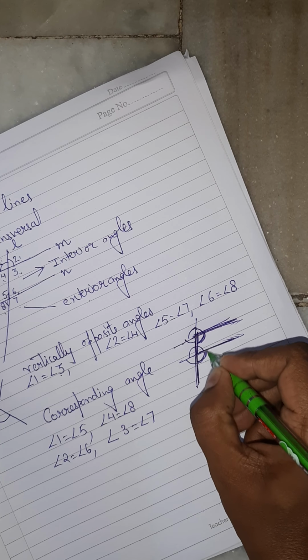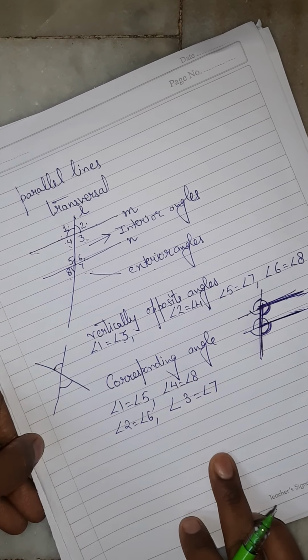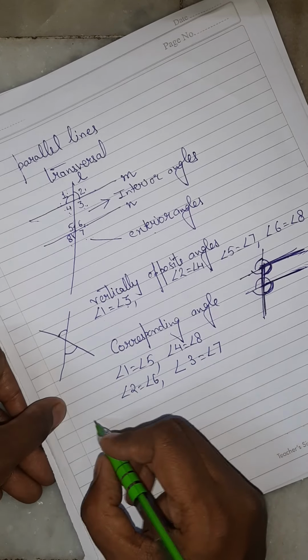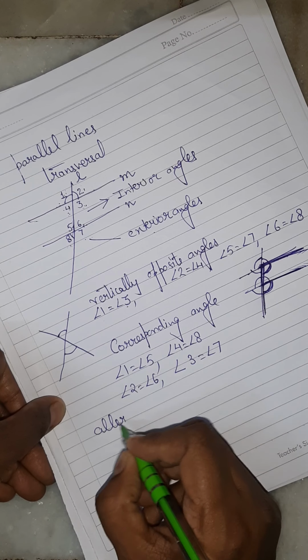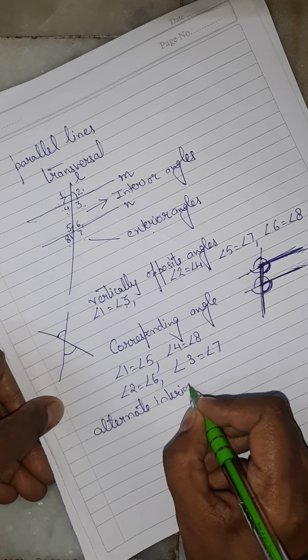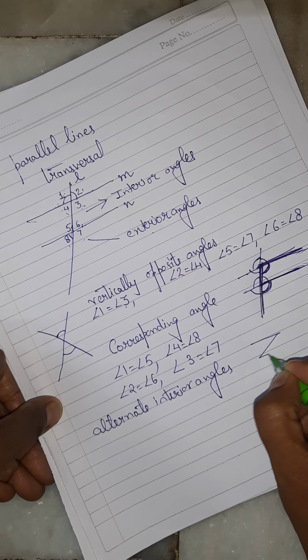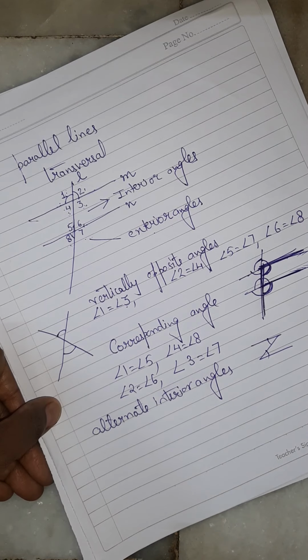Interior region, exterior region. Correct? So corresponding angles, these are the corresponding angles. Now let's move further. You have also studied about alternate interior angles. How do we make those alternate angles? Somewhat like this. Remember, it is a Z formation.